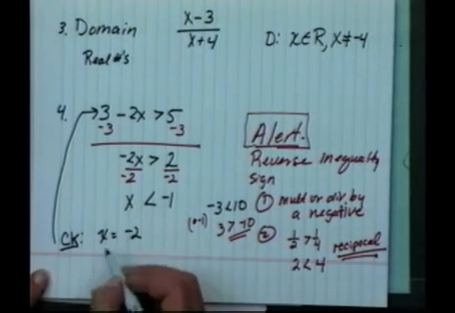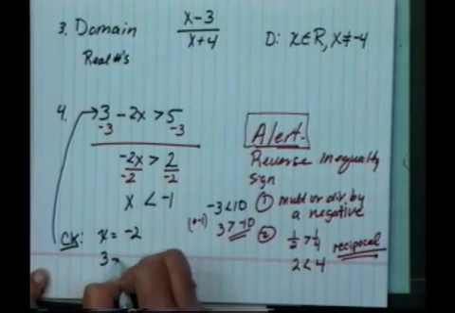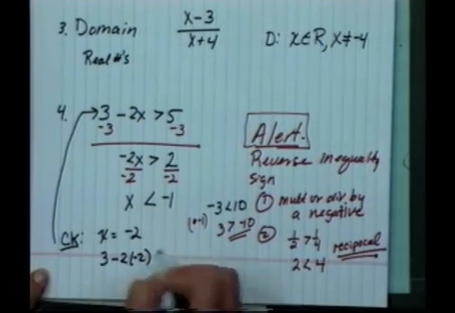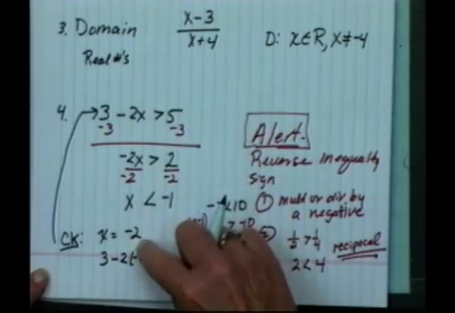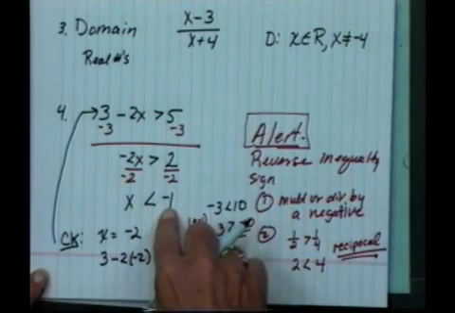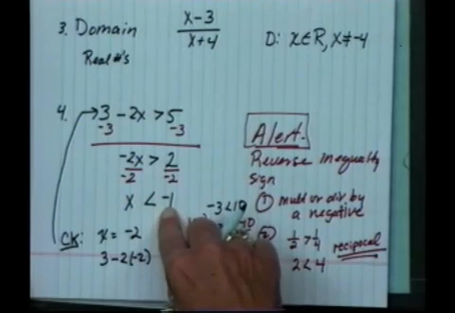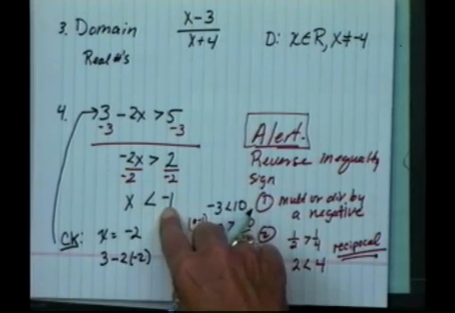All right, so we're going to check. We'll say 3 minus 2 times a -2. I'm just substituting a -2 in for x. I could pick any value I wanted to less than -1. I could have done -1.01. That is less than -1.